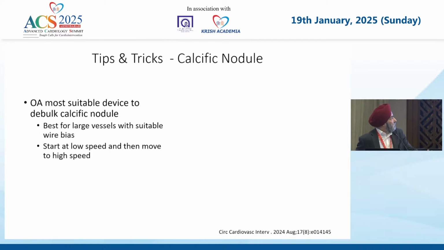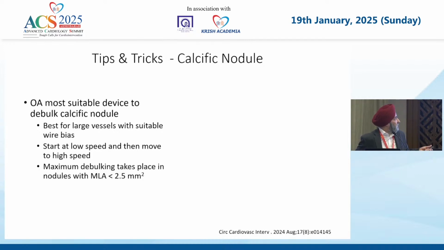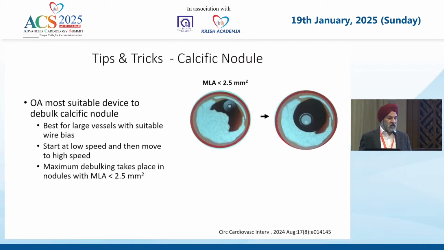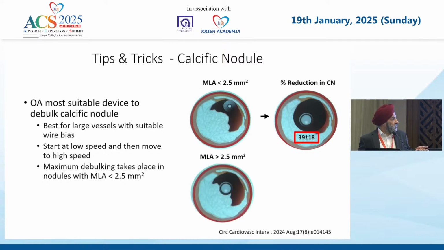So orbital atherectomy is most suited for debulking. It is best for large vessels. You start at lower speeds, then go to larger speeds. But the requirement is that the MSAs have to be small, because if the MSAs are large, the device is not going to work. You see from this paper, those with MLAs less than 2.5, the percentage reduction was nearly 40%, and those with the larger MLAs, the reduction was only about 17%.